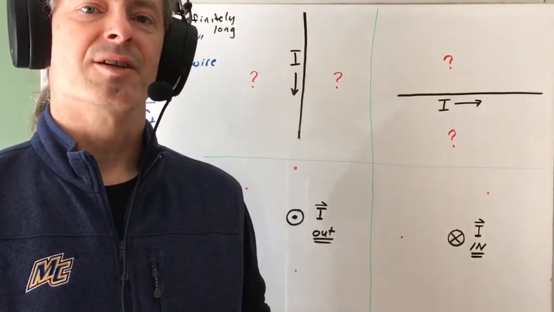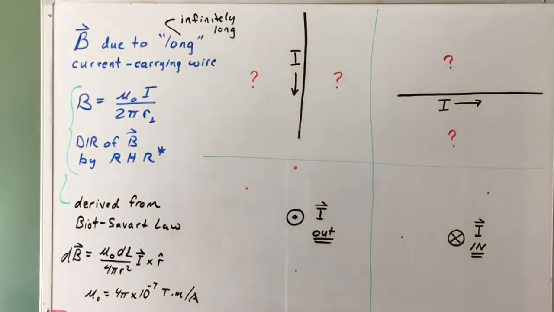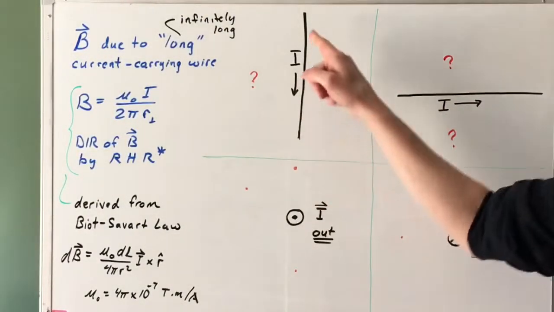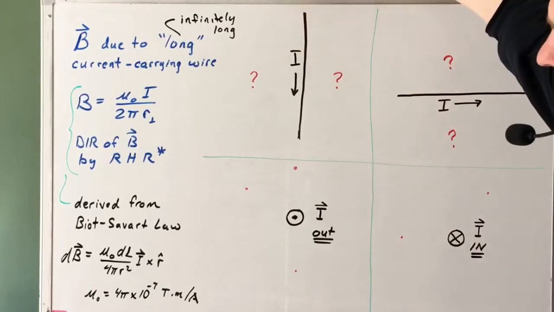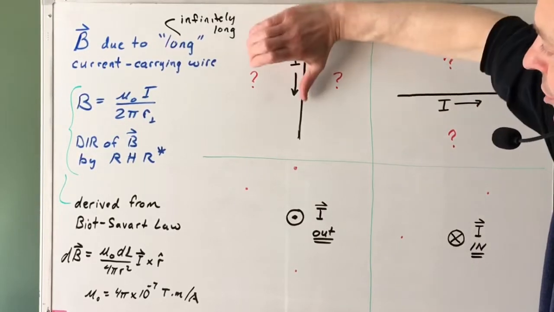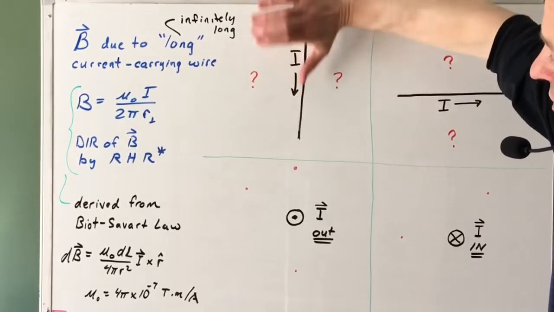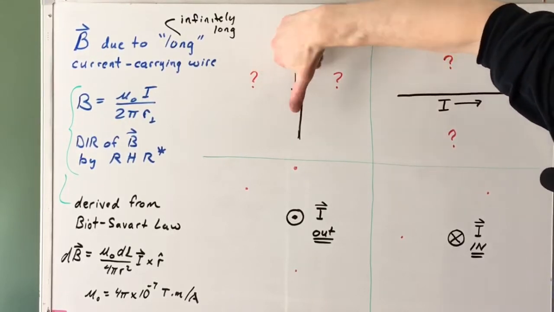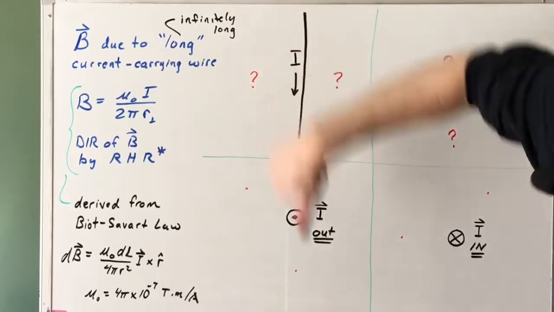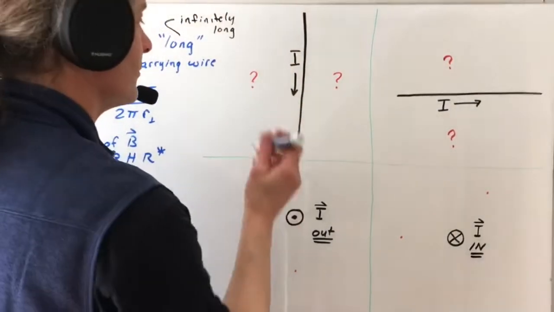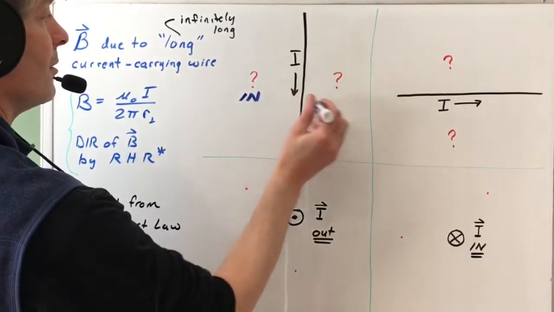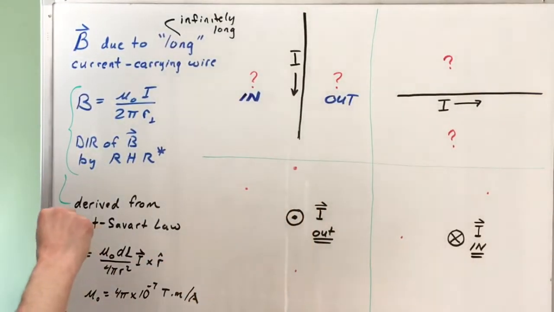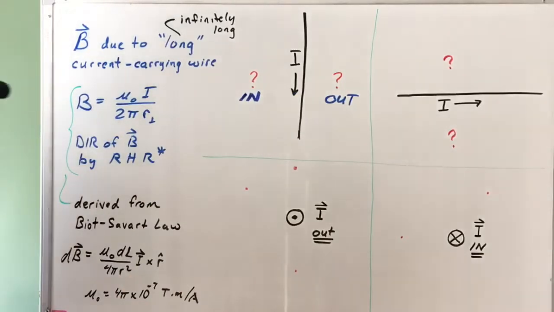Okay, so hopefully you've paused the video. We're back. I'm going to go over the answers. I'm just going to use this derived right-hand rule. So for the first current going down, I stick my thumb of my right hand in the direction of the current. My fingers wrap in the direction of the magnetic field. So here, the magnetic field is into the board, and over here, the magnetic field is out. In and out. And those directions are the directions of the magnetic field produced by this current carrying wire.